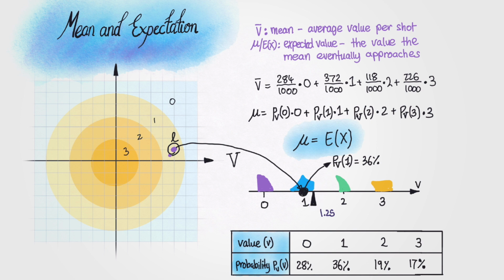So in summary, the mean is just the average value you would get per shot if you haven't taken that many shots, and the expected value is the value that the mean approaches after you've taken many shots.